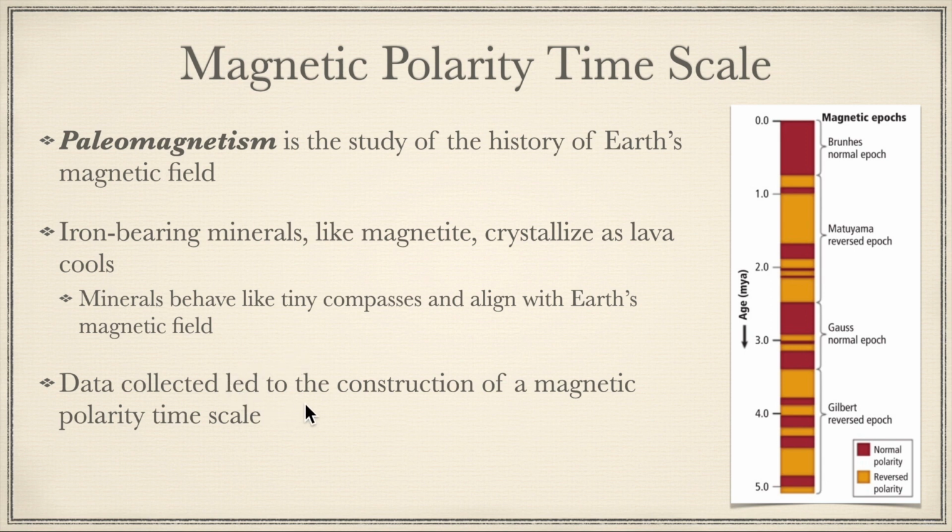Now, data collected here led to the construction of a magnetic polarity timescale, which is kind of what we have here. So we have our current time here, and then we have a reversal. The yellow is reversal. We have a normal polarity, and then a reversal period here, normal, reversal, normal, reversal, normal, etc. So you get an idea that some of these are longer than others. These don't happen at specific times or anything like that. There's sort of an average. And if you notice, we're in a really long period of normal polarity right here. So we're actually kind of due for a flip.